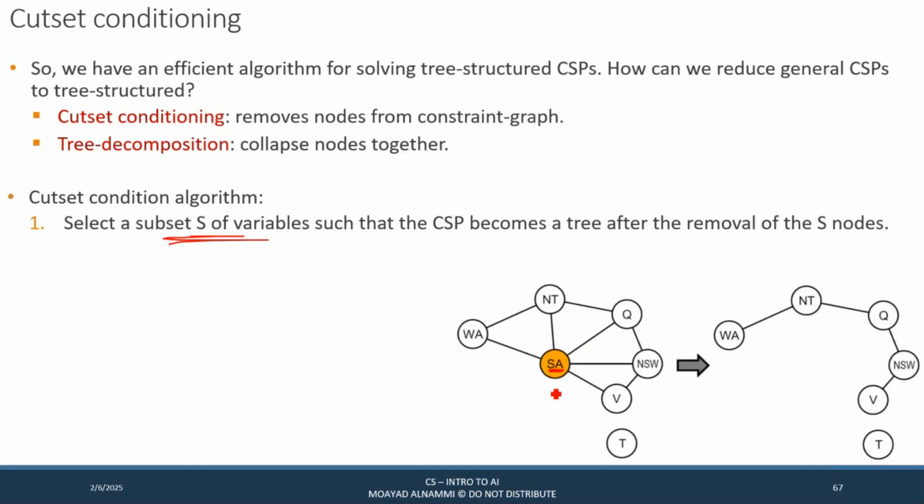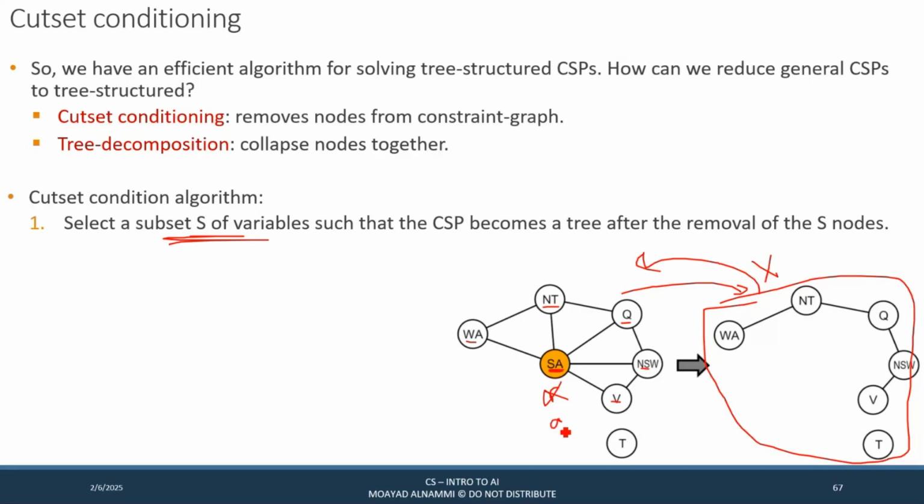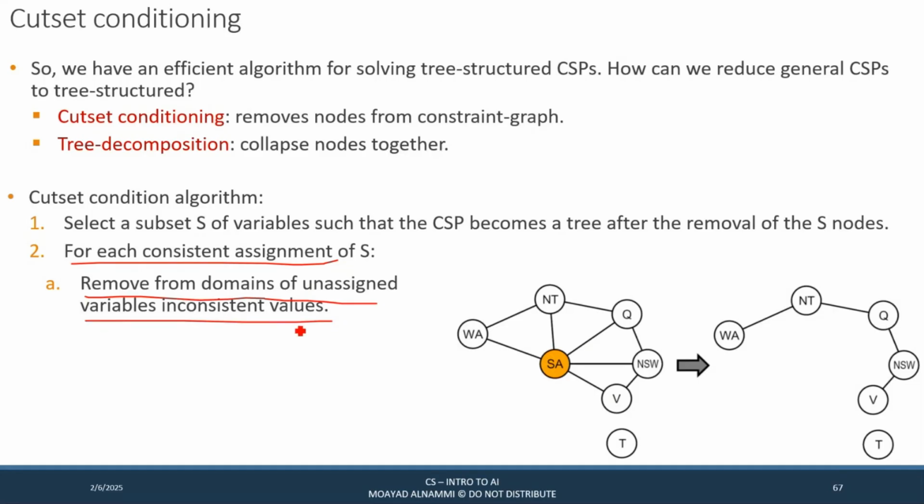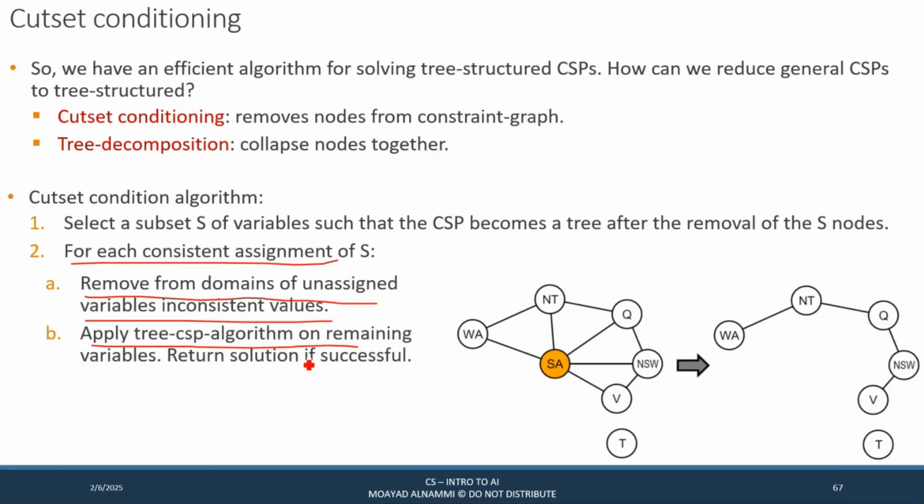So let's say I assigned SA the value red. Once you assign SA the value red, you can enforce the domains of its neighbors, and then with those updated domains, you can run the tree structured CSP algorithm. If there is no solution, then backtrack and try another value for SA, let's say green, update the domains, and then apply the tree structure algorithm, and so on. For each consistent assignment of your subset of variables, you remove from the domains of unassigned variables inconsistent values, apply the tree CSP algorithm on the remaining variables, then return a solution if successful.